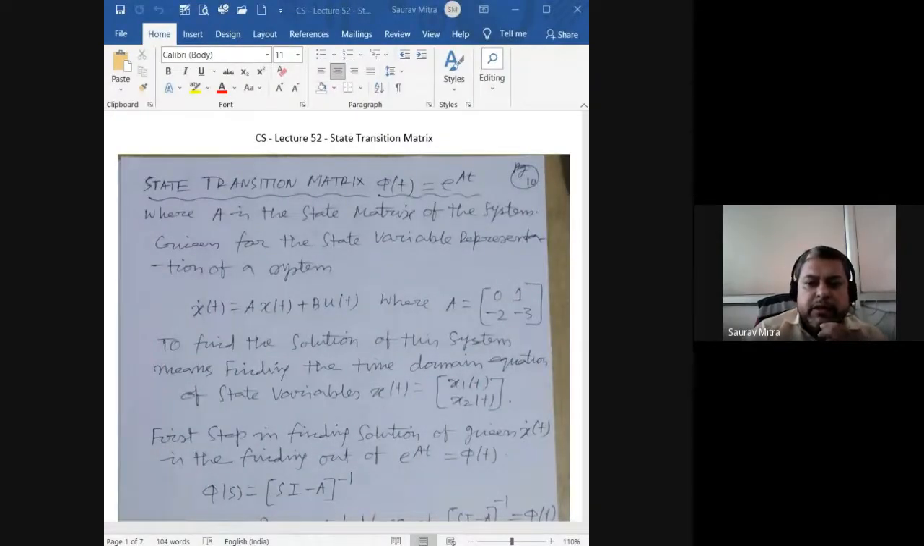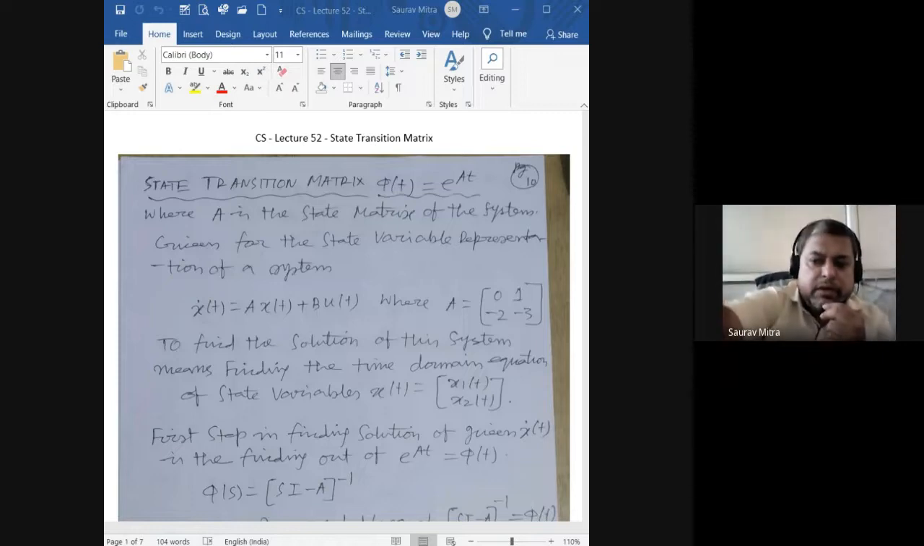So, let us start with lecture number 52 in control systems. So far we have started module number 5. It is about state variable analysis. And in state variable analysis, we have seen some 3, 4 different numericals, that is, how to prepare the model of state variable. And there are many such examples.